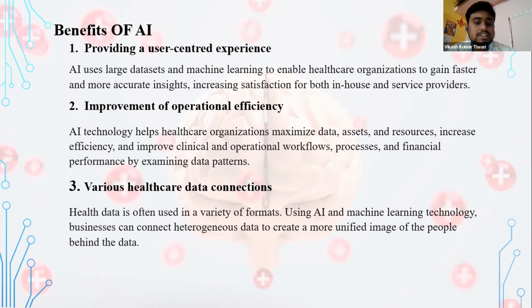Various healthcare data connections are also there, like AI machine learning technology. The doctor can see us directly, and after seeing you, they can predict some problems just by seeing you also. So these are the improving benefits.